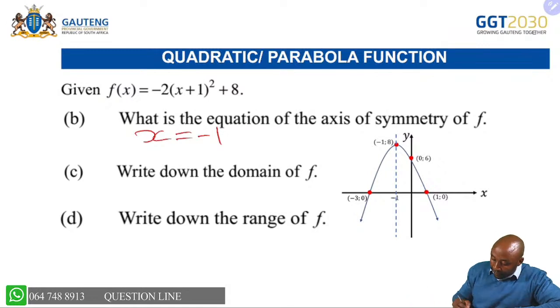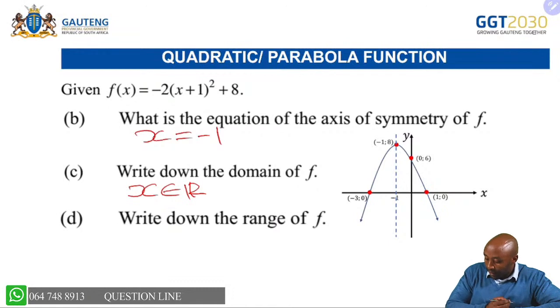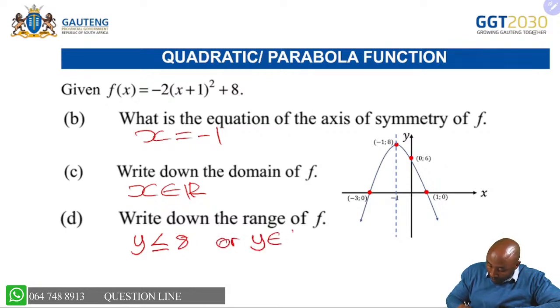The domain of F, we are able to see that our graph continues from -infinity to +infinity. Our X is an element of real numbers. The range, because our graph is concave down, it will have a maximum, and therefore we will have our range as y is less than or equal to 8. Or in interval notation, y will be an element from negative infinity to positive 8, like that.